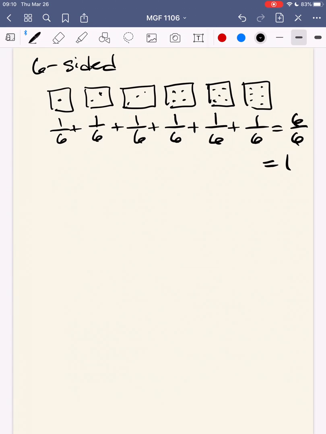Think about my coin. If the possibility of getting tails is 1/2, and my possibility of getting heads is also 1/2, when I add those together, I get 1. All right.